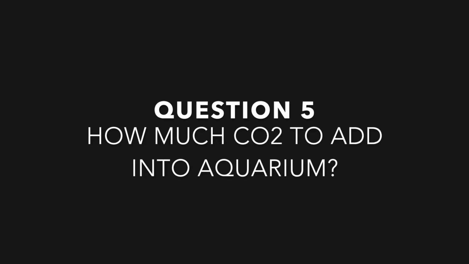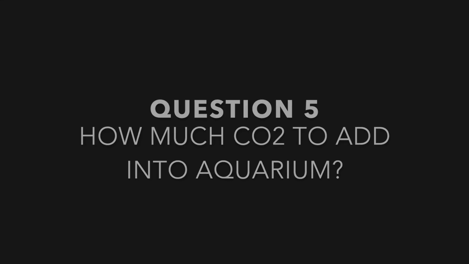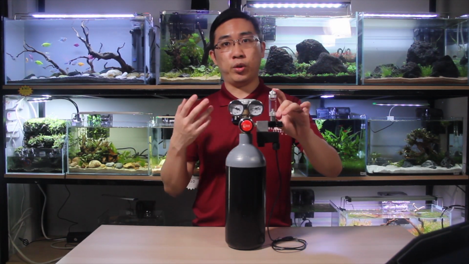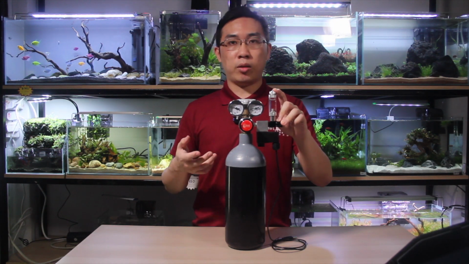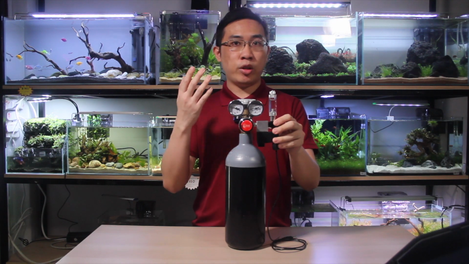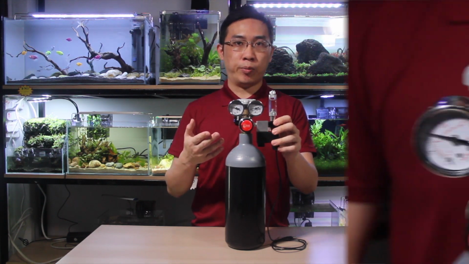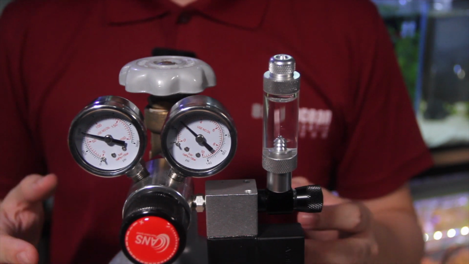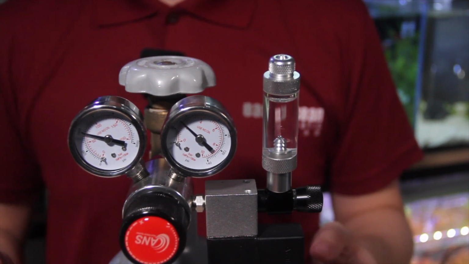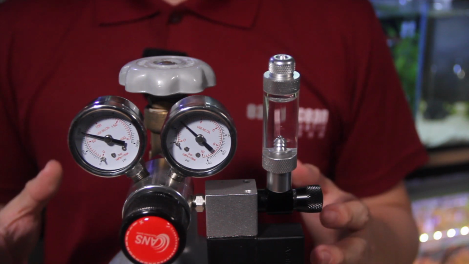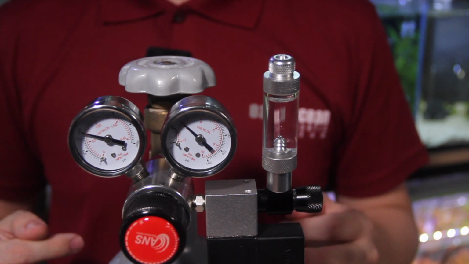Question number 5. How much CO2 to add in your aquarium? Okay, to know how much CO2 is going into a tank, usually we will need the bubble counter. Bubble counter usually comes when you buy the regulator. So let me show you how to use the bubble counter now. Okay, the bubble counter is for you to check how much CO2 is going into your tank. So what we really want is 1 bubble per second for every 30 liters of water.